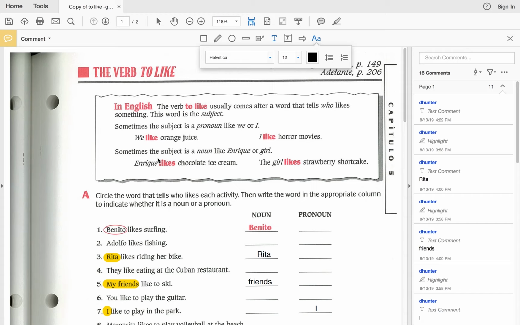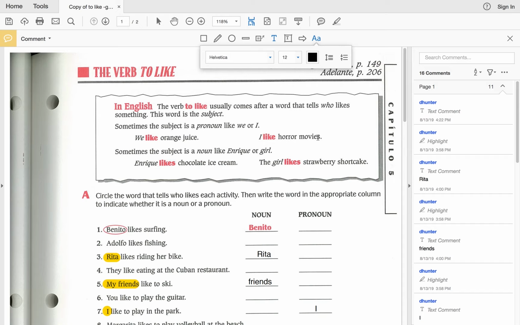Buenos dias, clase. Today we'll be talking about the verb to like. In English, the verb to like usually comes after the word that tells who likes something. This word is the subject. Sometimes the subject is a pronoun like we or I or you. In this case, we have we like orange juice or I like horror movies.